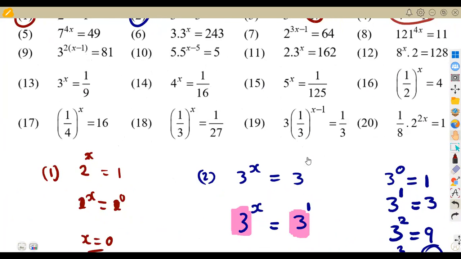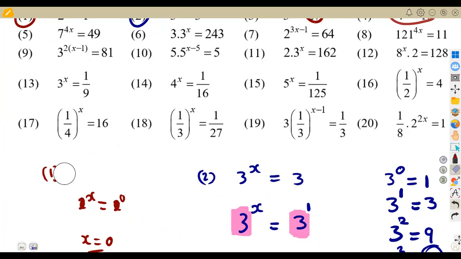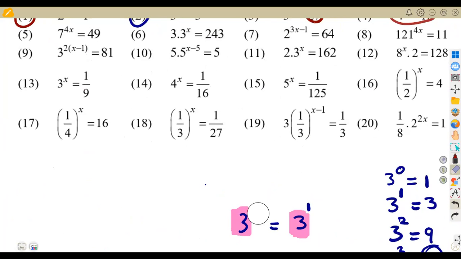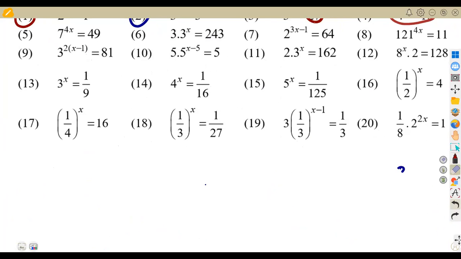Let us check what we have on question number 7. All right, let me just remove these ones. We are done on these ones. All right. So let us check what we have on question number 5 in this case, sorry, that's 7 to the exponent of 4x is equal to 49.